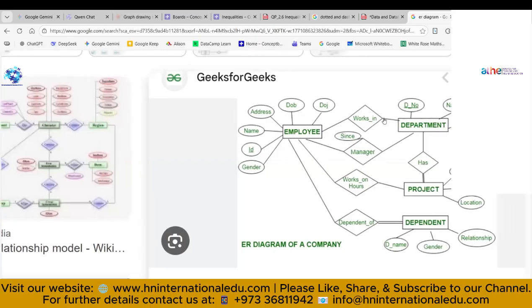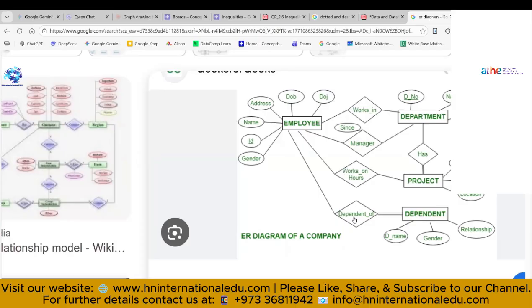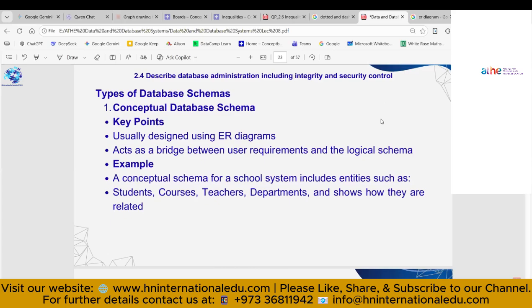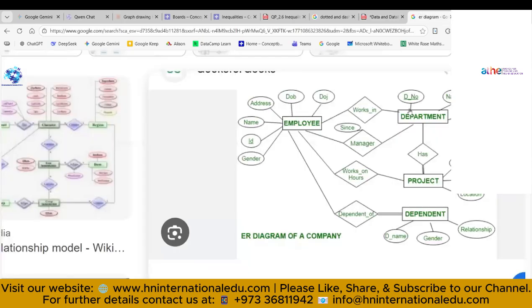Okay. What about this shape here, the diamond shape? This diamond shape is showing you the relation between the employee table and the department table. So employee works in department. Employee is dependent of this. This is another, basically a whole ER diagram, but this is what it looks like in actuality. And this is a conceptual database schema.